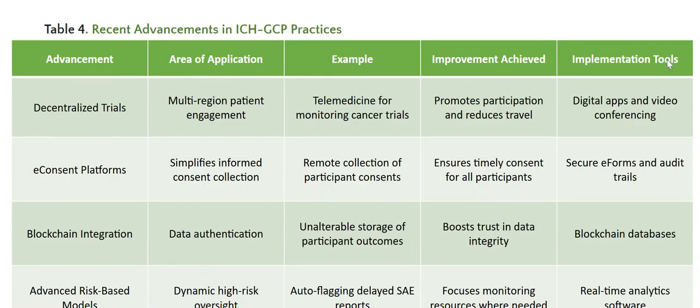As for Table 4, we have the recent advancements in ICH-GCP practices: advancement, area of application, example, improvement achieved, and implementation tools. We have the DCTs, the decentralized trials, e-consent platform, blockchain integration, advanced risk-based models, advanced RBM or RBMs, regulatory harmonization.